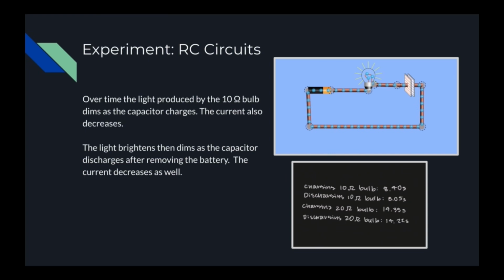Over time, the light produced by the 10 ohm bulb dims as the capacitor charges. The current also decreases. The light brightens, then dims as the capacitor discharges after removing the battery. The current decreases as well. For a 10 ohm bulb, the charging time and discharging time are both around 8 seconds. For a 20 ohm bulb, the charging and discharging times are around 14 seconds for a capacitor.